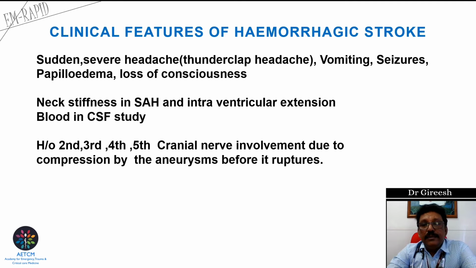Hemorrhagic strokes present as an acute severe drop in GCS, vomiting, seizures, papilledema, and severe headache. Patient can have neck stiffness in subarachnoid hemorrhage. Blood in CSF can be there. Normally we don't do LP in subarachnoid hemorrhage, but previously, when we didn't have so many imaging facilities, we used to do CSF, and we can see blood in CSF. Cranial nerve involvements are common in case of compression by aneurysms.